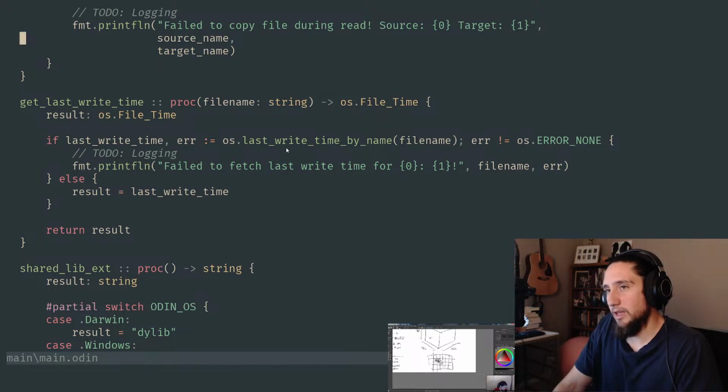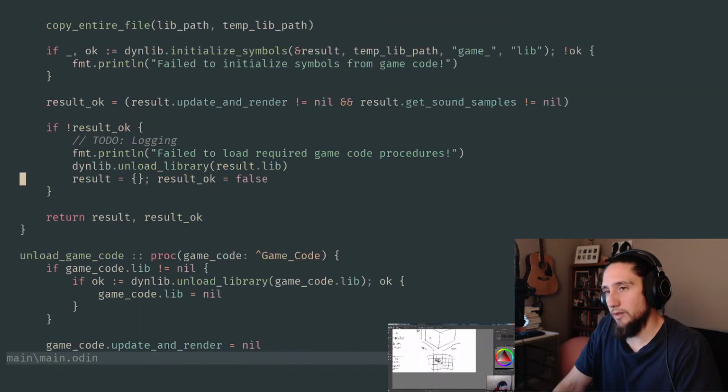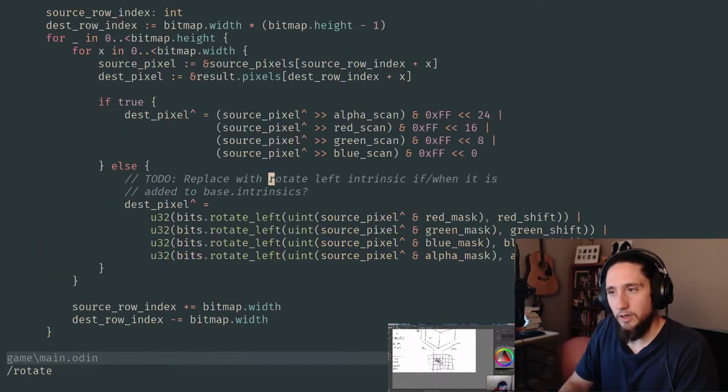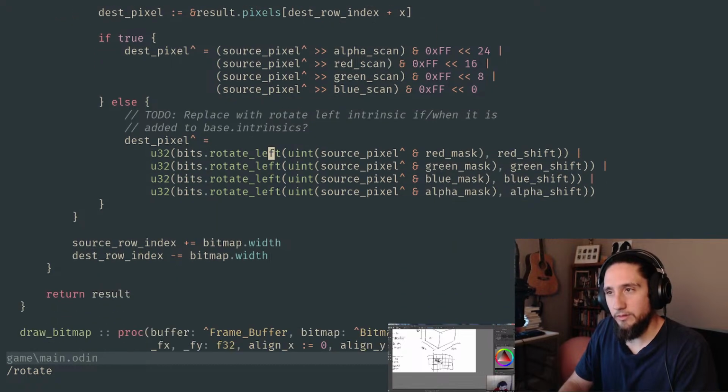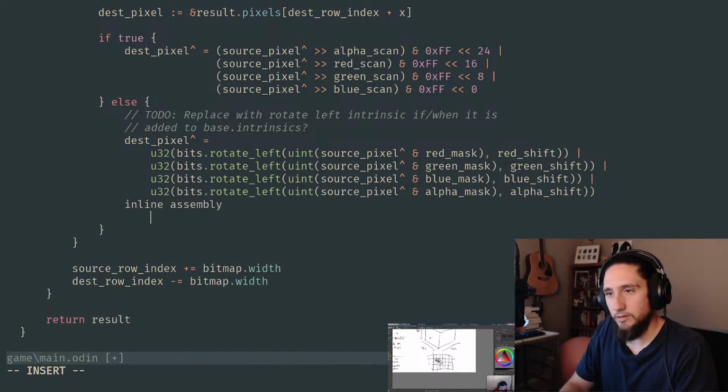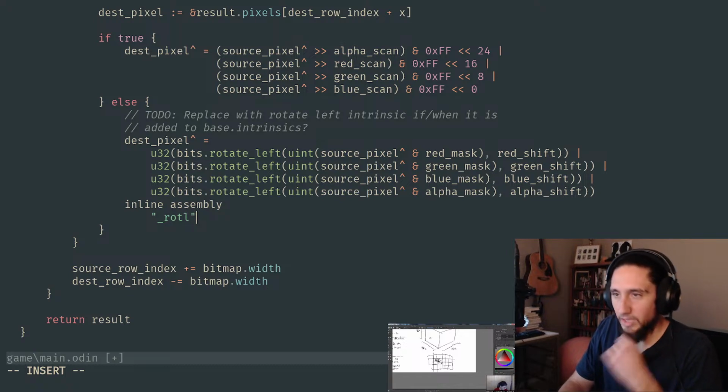Like for instance, I guess I could do that foreign assembly call for this rotate. Where was that? Rotate left stuff. Like in Zig, I could just do something like inline assembly, and then whatever the syntax is to call that intrinsic. Can't remember it off the top of my head.